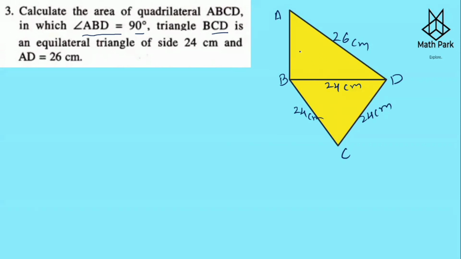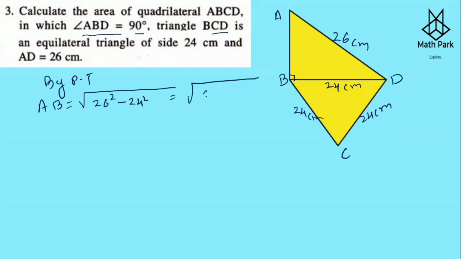Now to find the area of the quadrilateral, we need to find the area of these two triangles, wherein we don't know AB. So by Pythagoras theorem, AB is equal to square root of 26 square, which is the hypotenuse, minus 24 square, that is 676 minus 576, which is root of 100, and that is 10 centimeter. This is how we got AB as 10 centimeter. Now we know all the sides. Let us find the area.